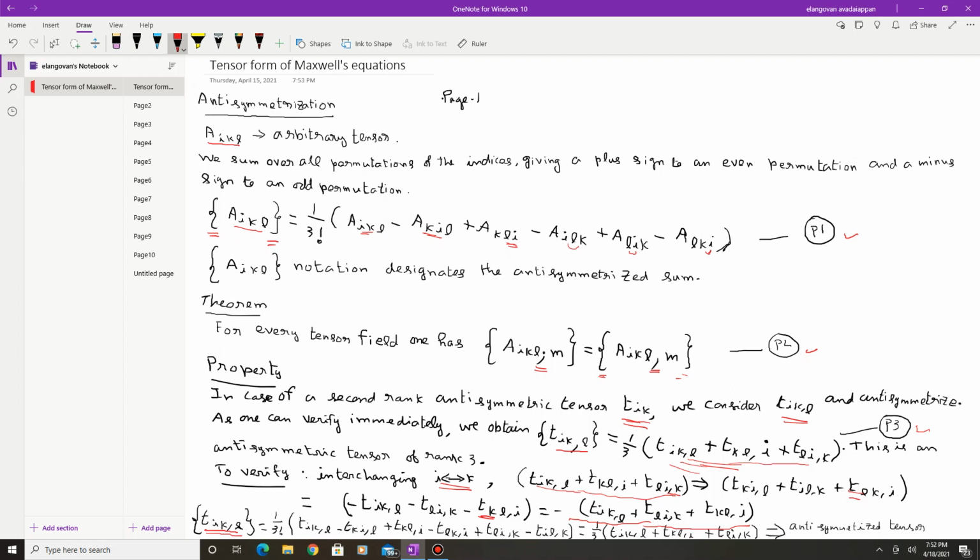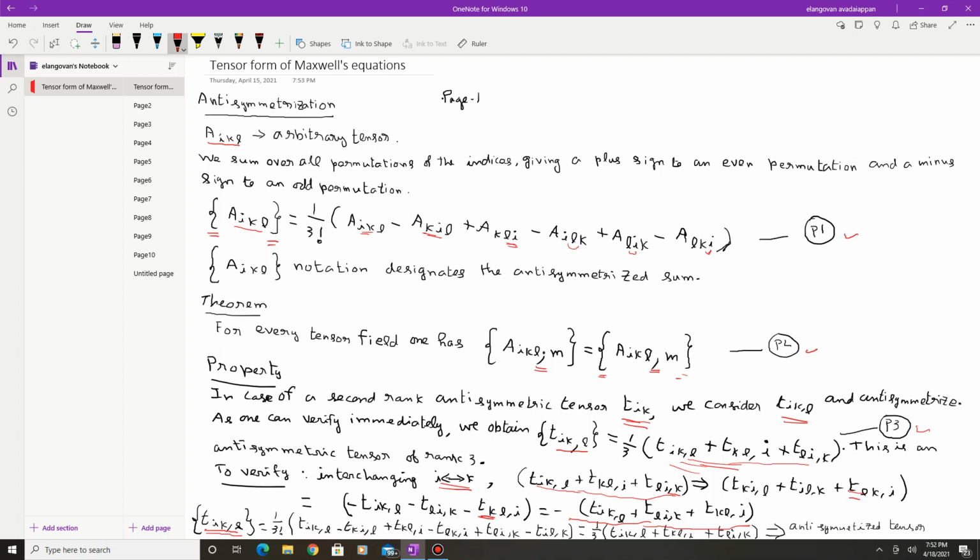So using P1, you first expand this one, and you take the positive terms alone. This is the first term, third term, and fifth term. These are the positive terms. All the negative terms put together, you will get this expression. T_ikl plus T_kl,i plus T_li,k.